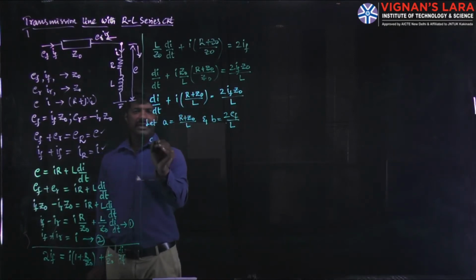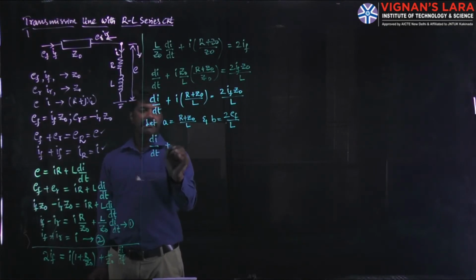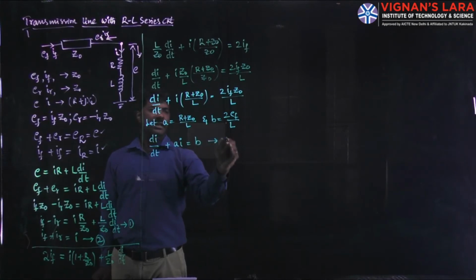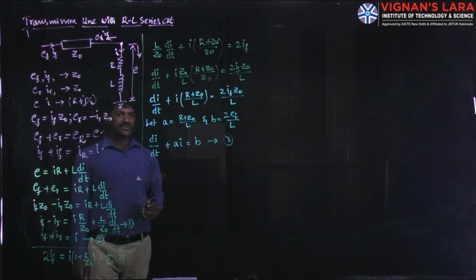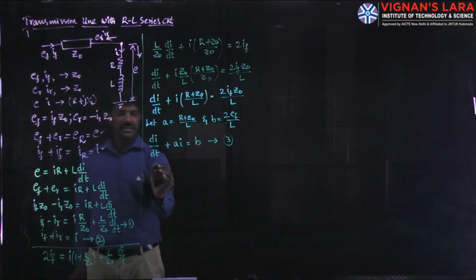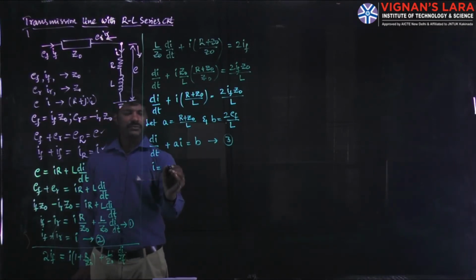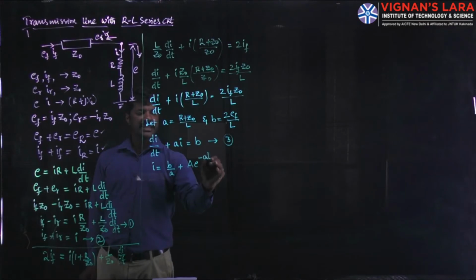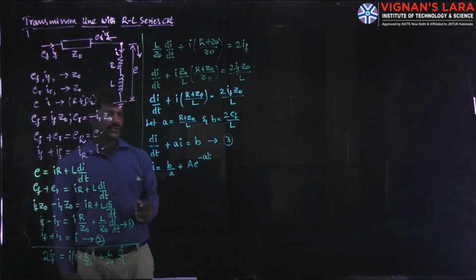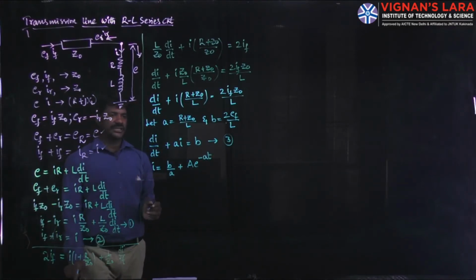So that we can write this first order differential equation as di by dt plus A I is equal to B. Let it be equation 3. The solution for this first order differential equation is current I is equal to B by A plus constant A into e to the power minus AT. This is the general solution of this first order differential equation.